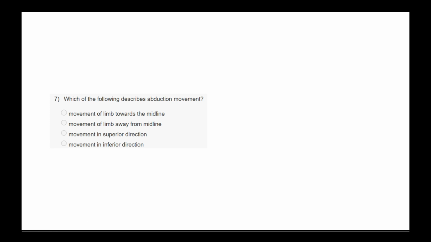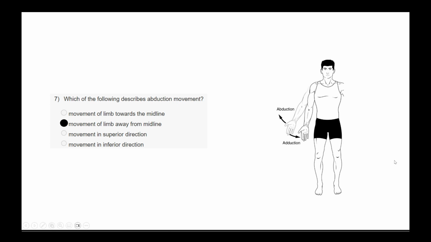Which of the following describes abduction movement? Movement of the limb towards the midline, movement of the limb away from the midline, movement in the superior direction, movement in the inferior direction. Abduction is movement of the limb away from the midline, whereas adduction is the movement of the limb towards the midline, if this is the midline.